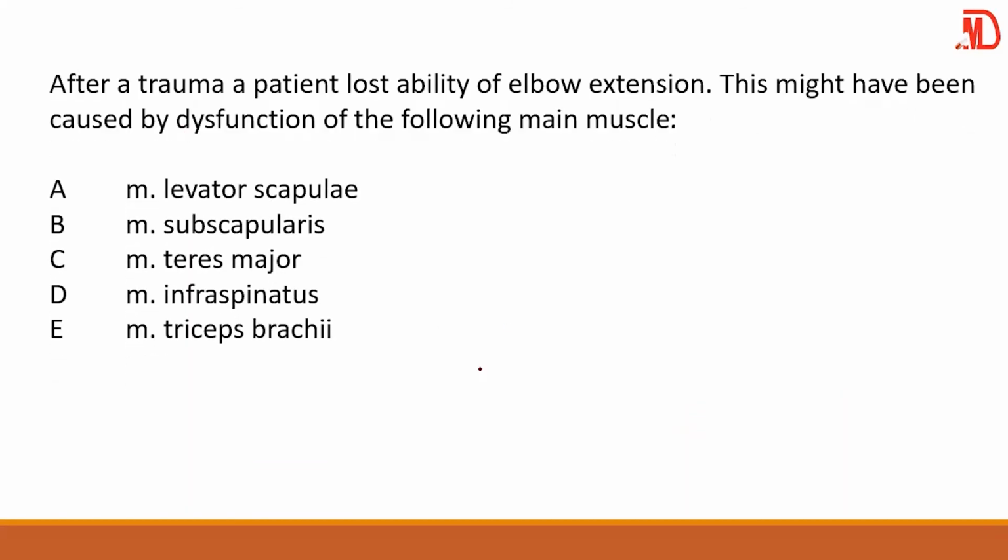After a trauma, a patient lost the ability of elbow extension. That is, you cannot straighten your arm. That is what? Elbow extension. So this might have been caused by the dysfunction of the following main muscles.